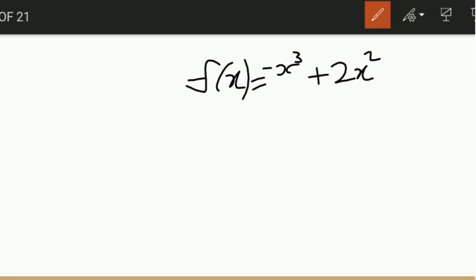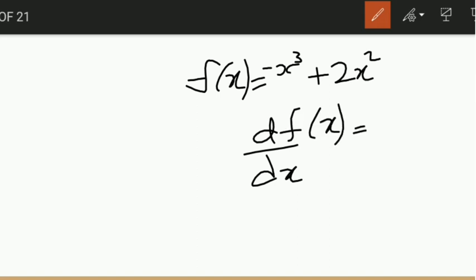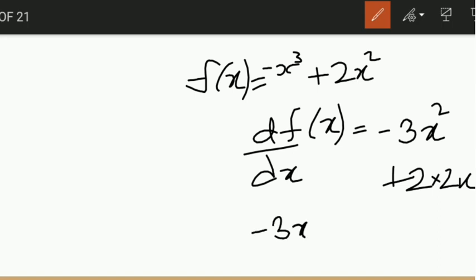So we know what the steps are. First we need to find the first derivative of this function, so we need to differentiate. d by dx of f of x is given by, first we'll write the minus, then it's of the form x power n, so 3x square, nx power n minus 1, plus there's a constant 2 and x square, again n x power n minus 1, so it will be 2 into 2x. So that's minus 3x square plus 4x.